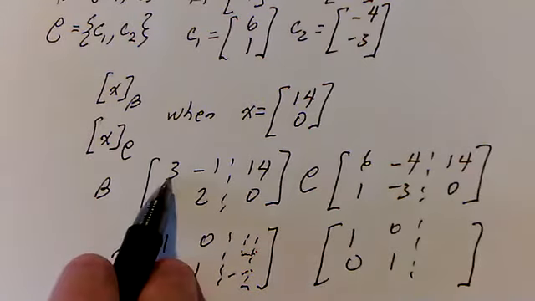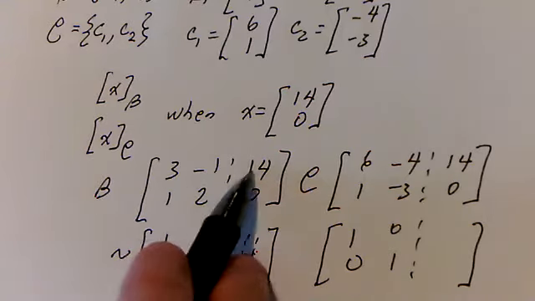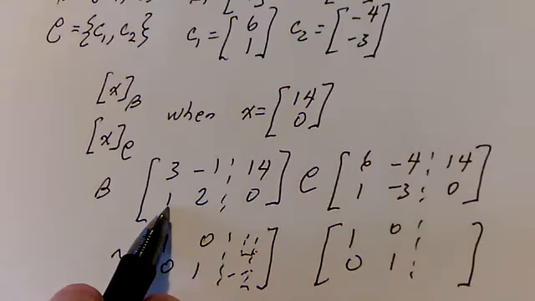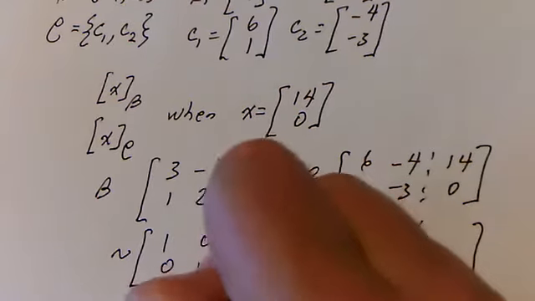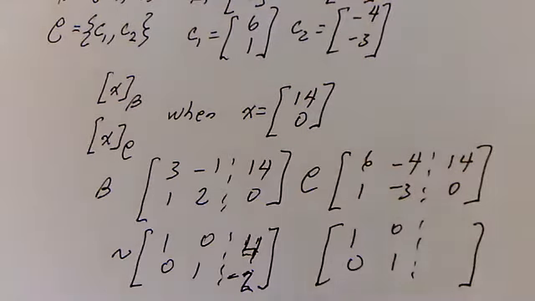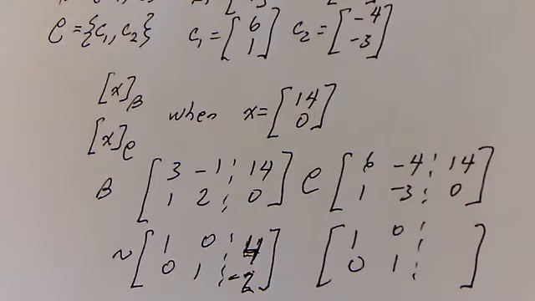Okay, 4 times 3 is 12. -2 times -1 is 2. 12 and 2 make 14. 4 times 1 is 4. And 2 times -2 is -4. I get 0. So that does work. That's 4 and -2. You can always do the row operations, okay? Nothing wrong with doing the row operations. Row operations are good. But you should get 4, -2.